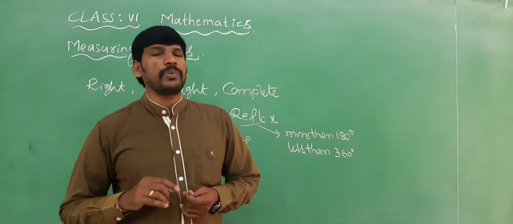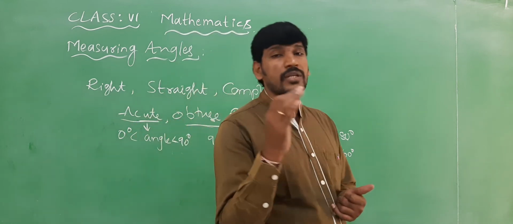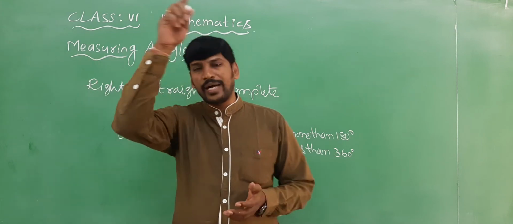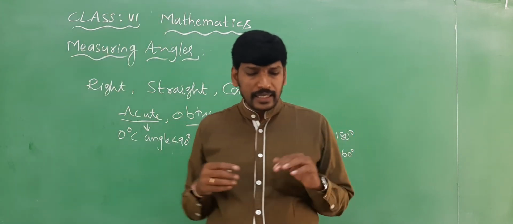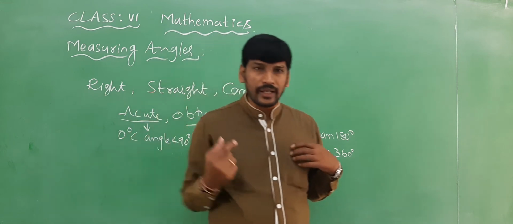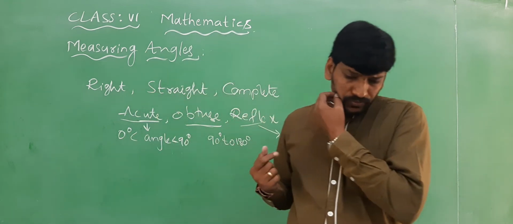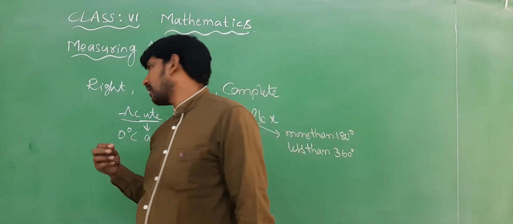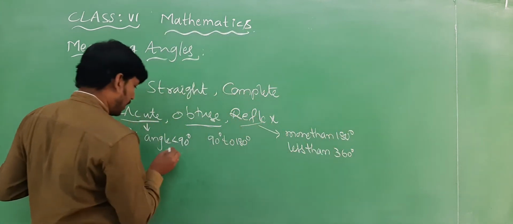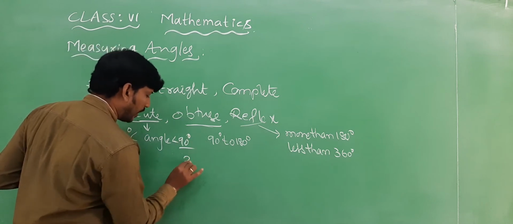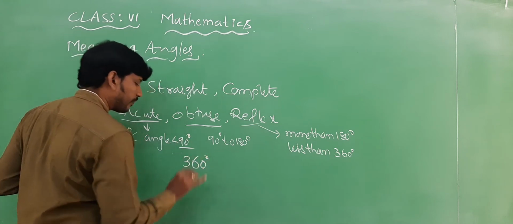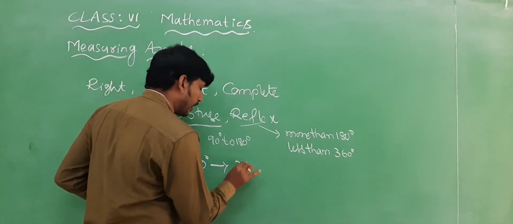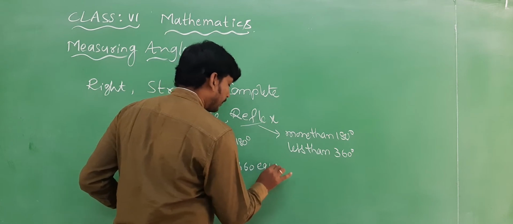One complete revolution is divided into 360 equal parts. In that, each part is a degree. So we write 360 degrees. Clear? The degree symbol is like that. See, I wrote here 90 degrees, and a small circle for 360 degrees.